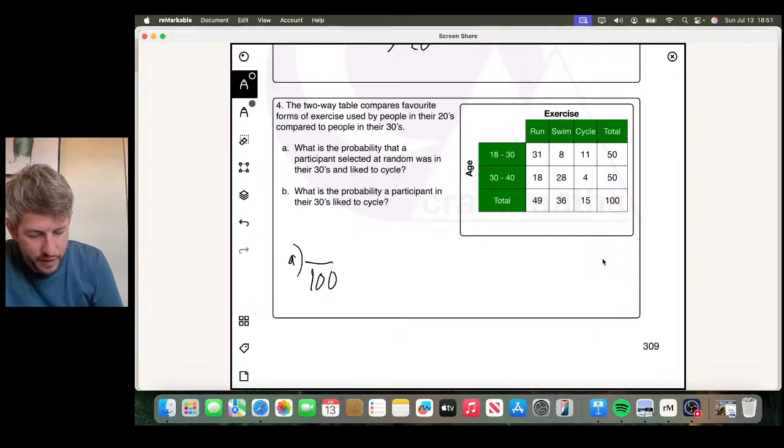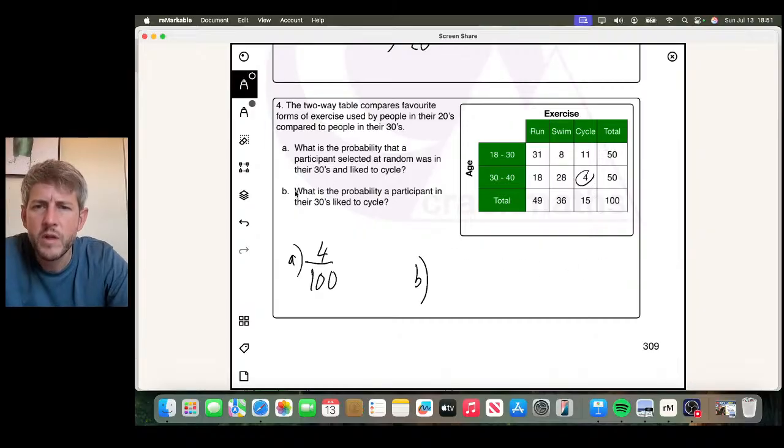Participant, they were in their 30s and liked to cycle. So that's these 4 people here. So that'll be 4 out of 100. And then B, what was the probability that a participant in their 30s liked to cycle?